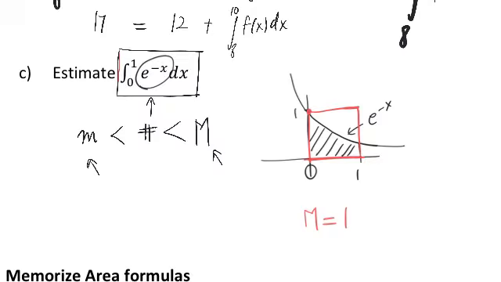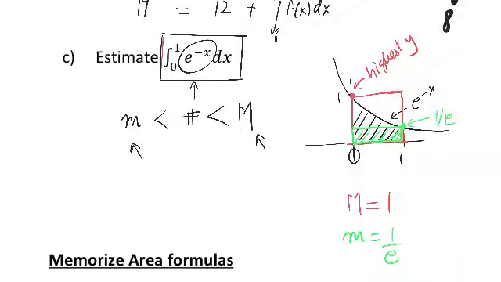And I get that by taking the highest y value on the interval, right? I can also take the lowest y value on the interval and make a box, right? And then I would get the minimum area that integral could be, right? So the minimum here would be e to the negative 1, which is 1 over e. So this green box would have an area of 1 over e.